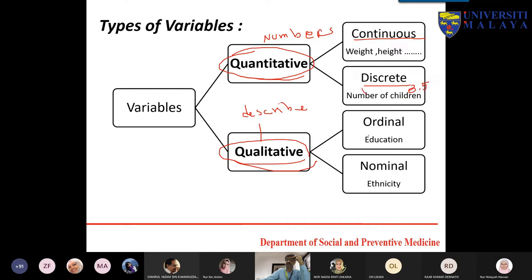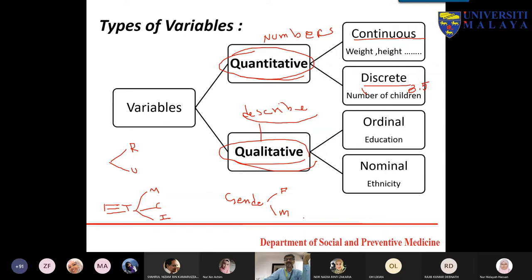Only integer numbers. Qualitative variables are those variables that we use words, we explain it by some terms, right? Like gender. Gender is a qualitative variable. We say female and male, right? Ethnicity. We say Malay, Chinese, Indian. In terms of residential area, rural area, urban area. So we use the words to explain them.